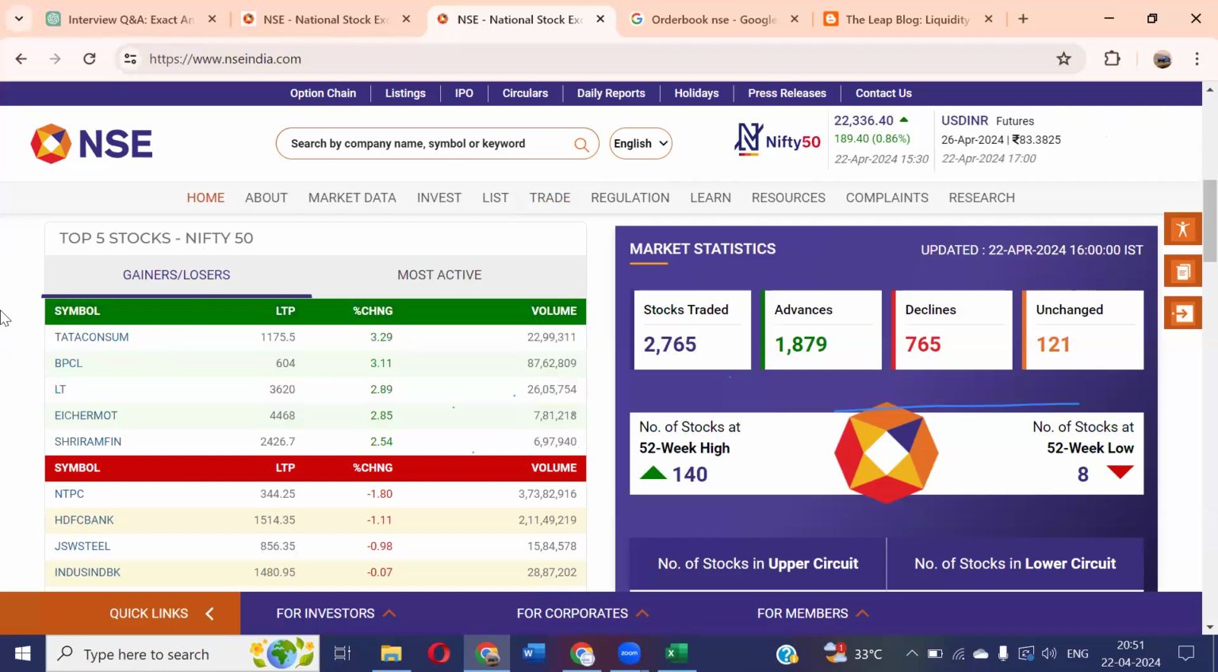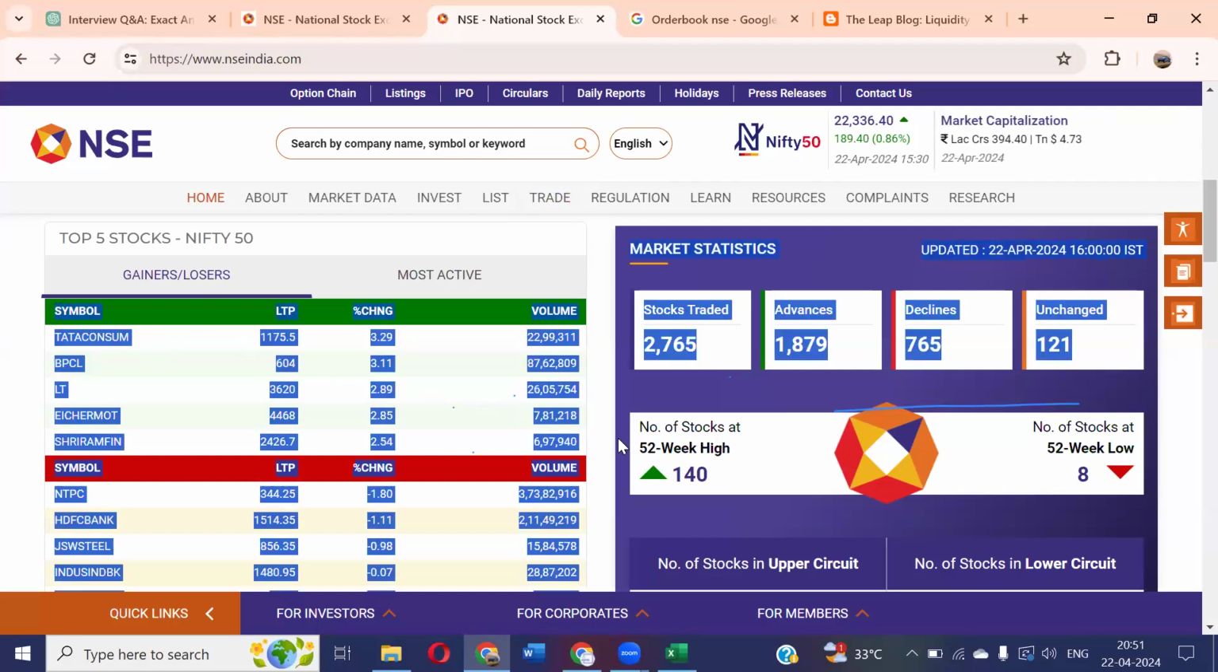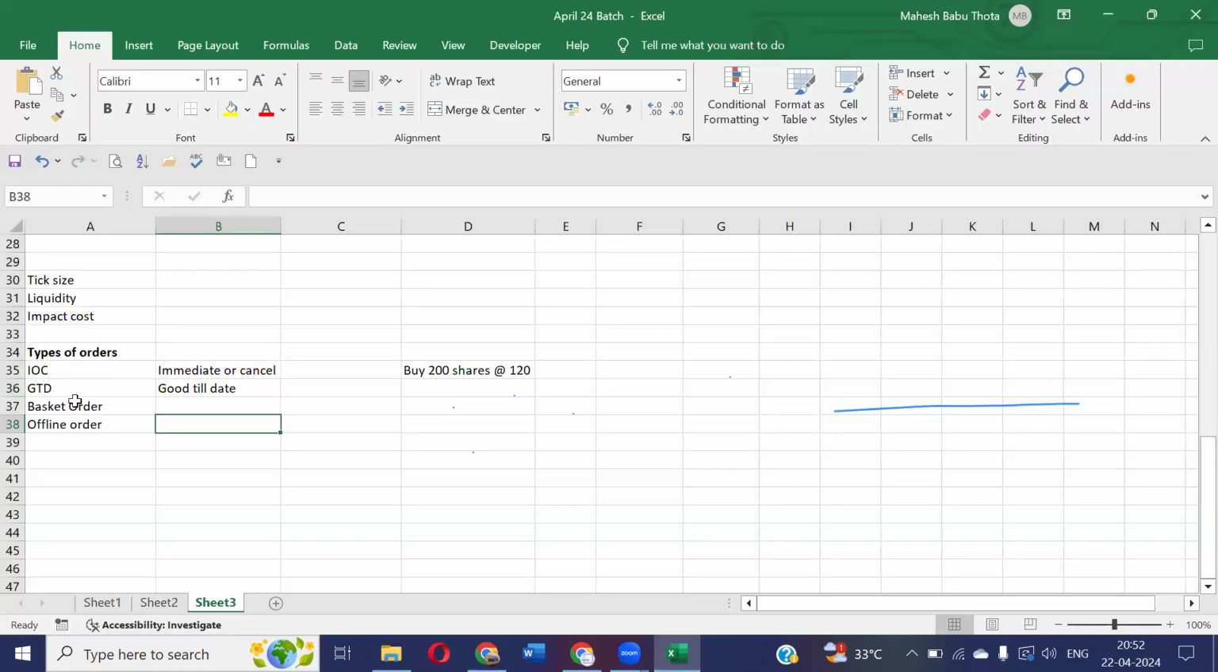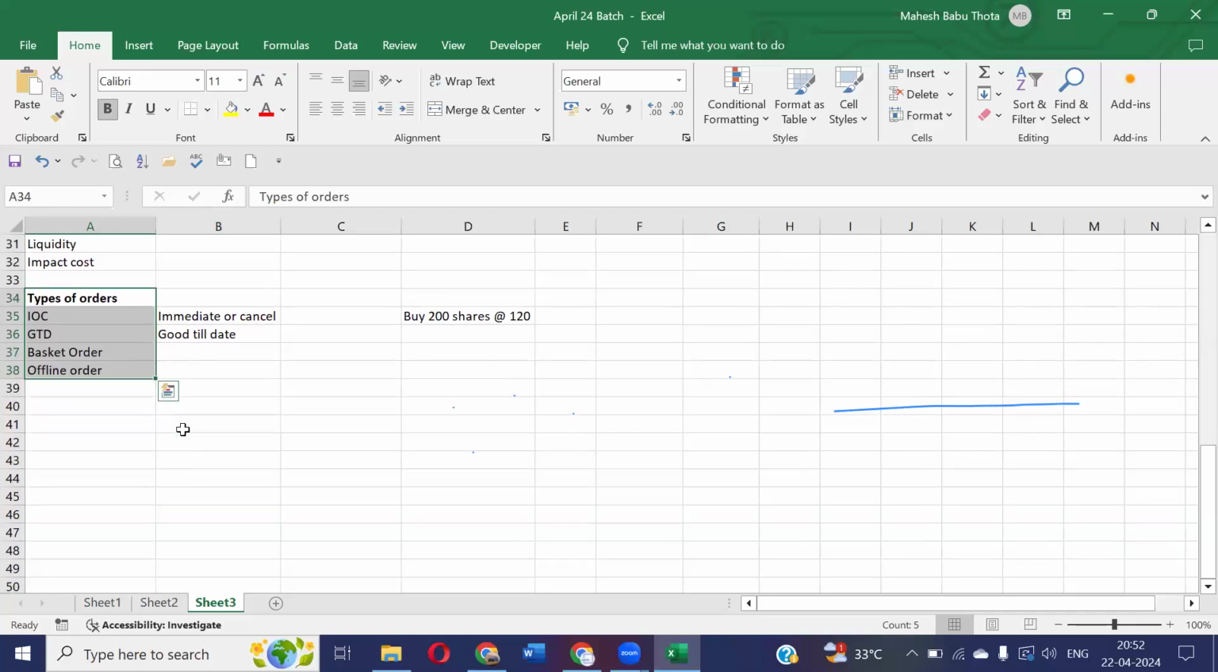When the market opens tomorrow morning, at the market's opening price. If the price is available as per my instructions, then only the order will be executed. That is called an offline order. Even if the market is closed, we can place the order, but execution will be done once the market opens. These are called offline trading. These are the types of orders we have in the stock market. Is everyone clear with this?